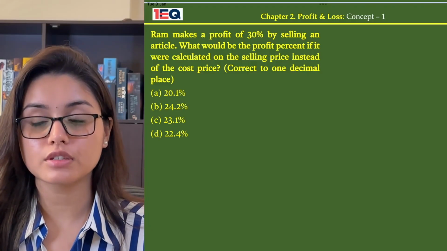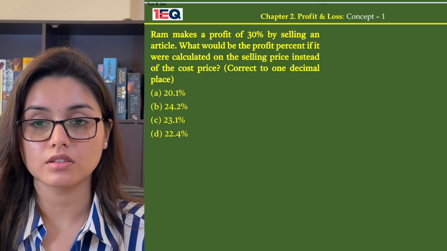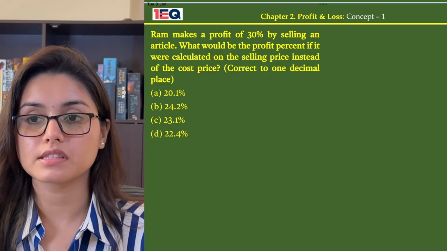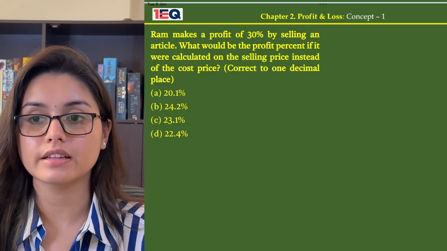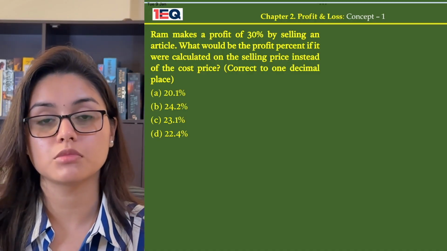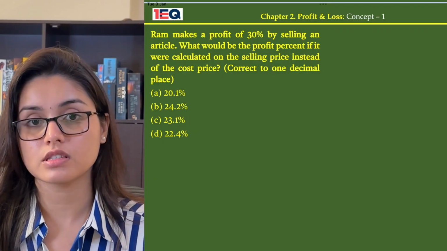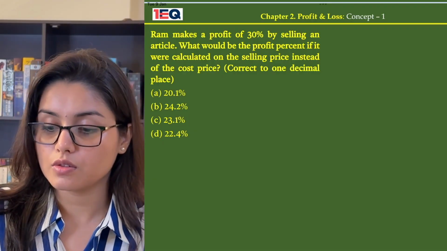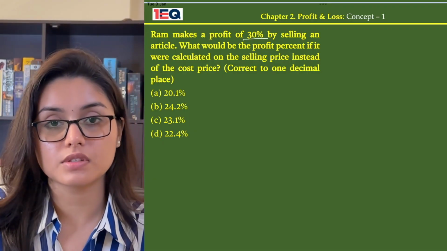Ram makes a profit of 30% by selling an article. What would be the profit percent if it were calculated on the selling price instead of the cost price? So in the given question, Ram earns a profit of 30% on selling the article. So his profit is 30%.